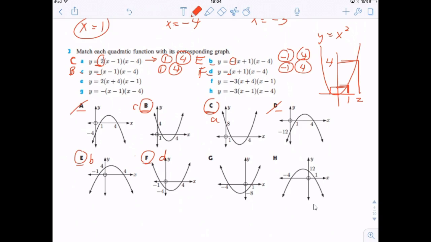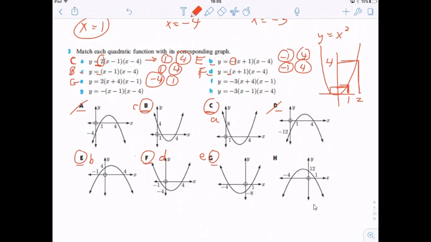And E. So E has roots at -4 and +1. And let's see, -4 and +1, that would be this G one here. And that's it. So it has to be G, right? Has to be G. So it would be E.